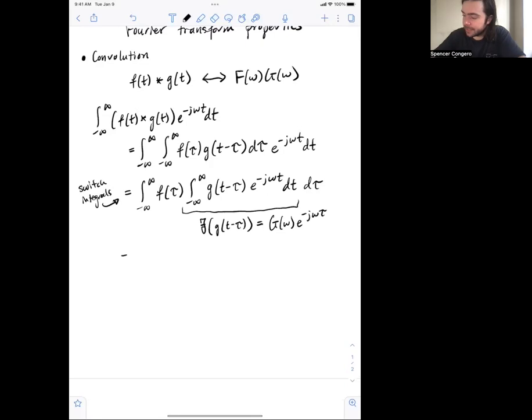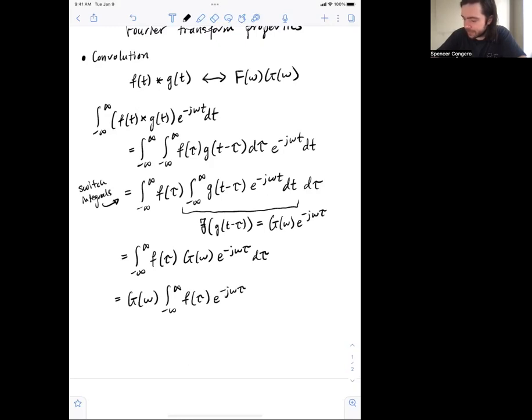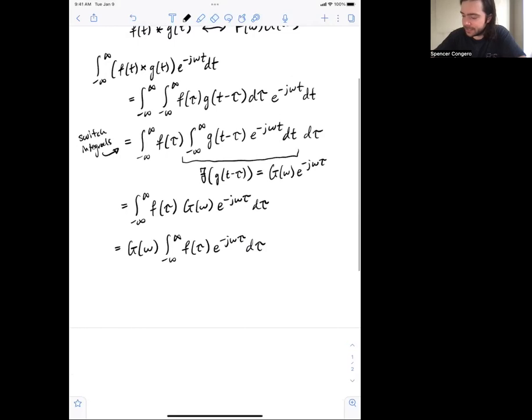All right, so we can plug that in. So we're going to get f of tau, and then g of omega, e to the negative j omega tau d tau. I'm going to pull the g of omega out because it doesn't depend on tau. We have f of tau e to the negative j omega tau d tau left over. And now what does this look like? Well, that right there is just the Fourier transform of f.